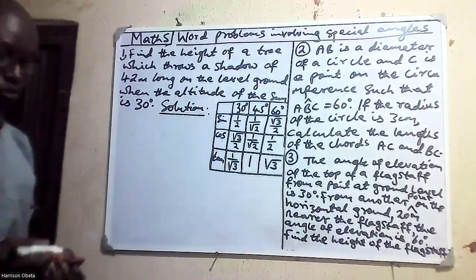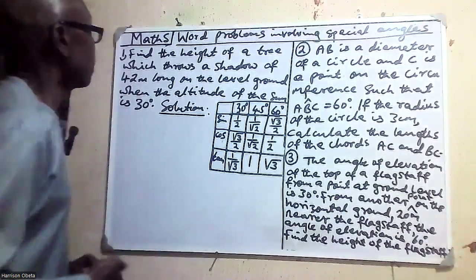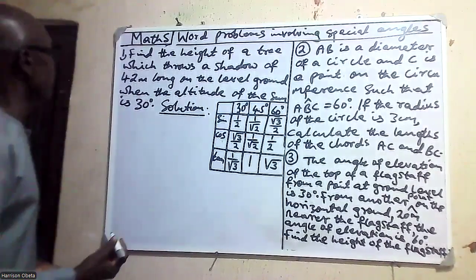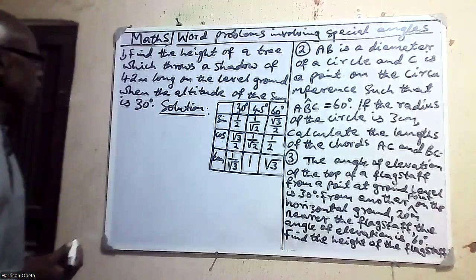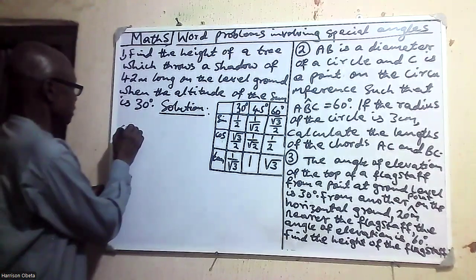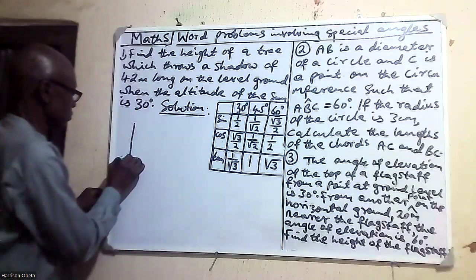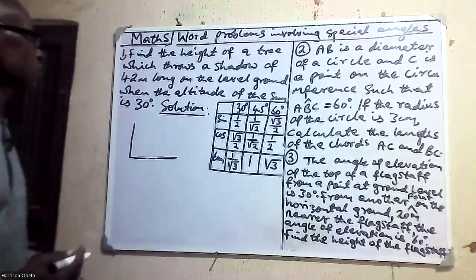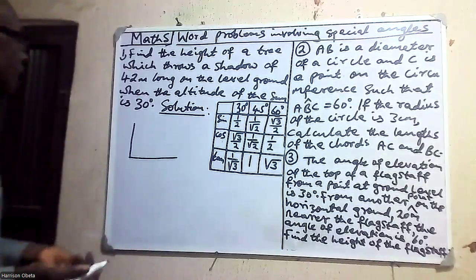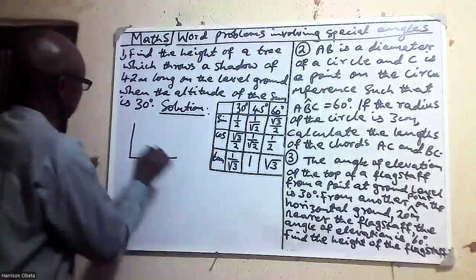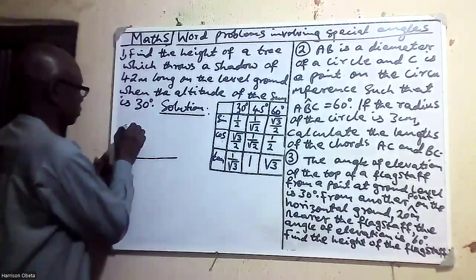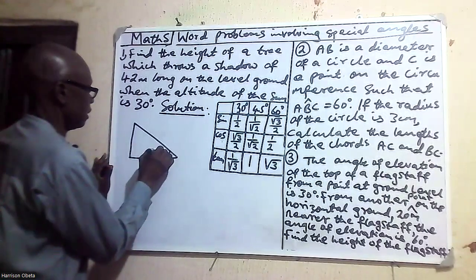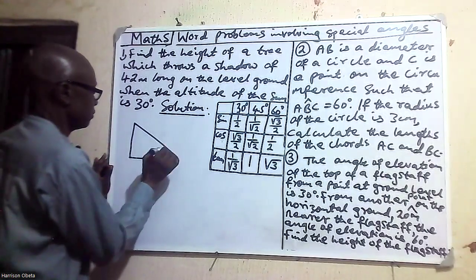The first thing we are going to do is to draw the diagram and then know how we can find the height of the tree. Assuming that this is the tree, the altitude of the sun, that's the angle of elevation. This should be the shadow of the sun. So we have this. And then this is 30 degrees.